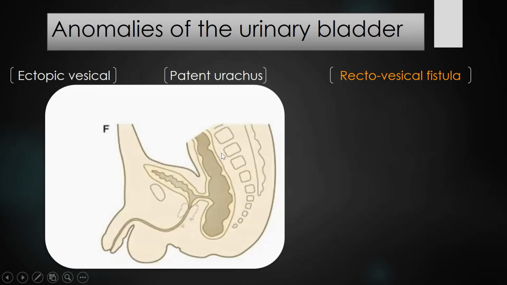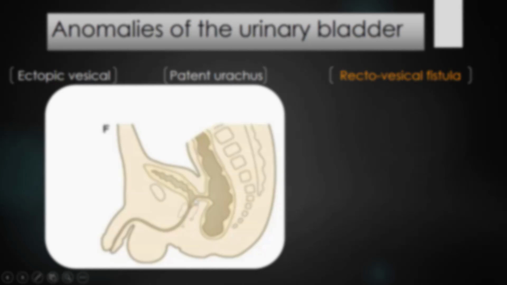The third anomaly could be a problem in the urorectal septum that is used to divide the cloaca completely into the urogenital sinus anteriorly and the anorectal canal posteriorly. This septum is not complete and leaves a small part which connects the urogenital sinus and the anorectal canal, called rectovesical fistula, a connection between the rectum and the urinary bladder.